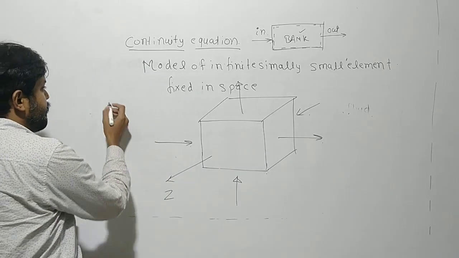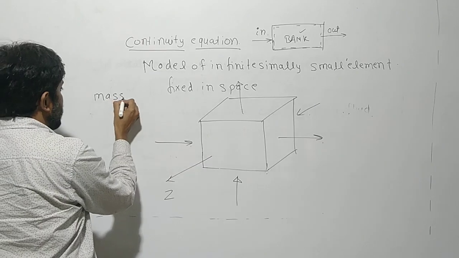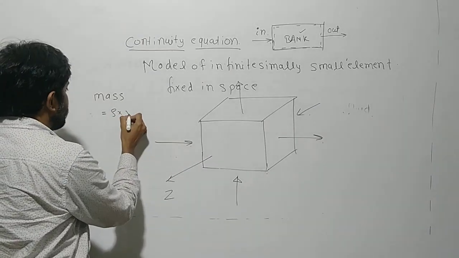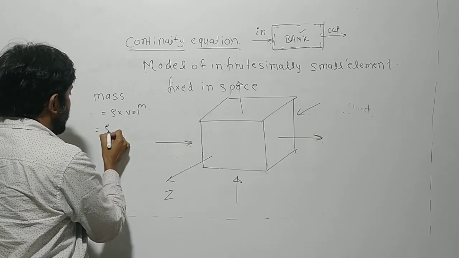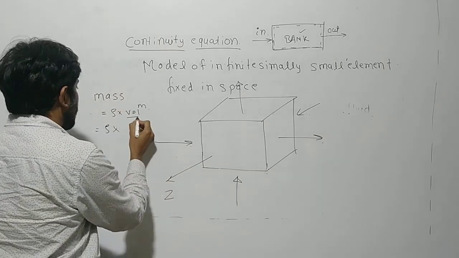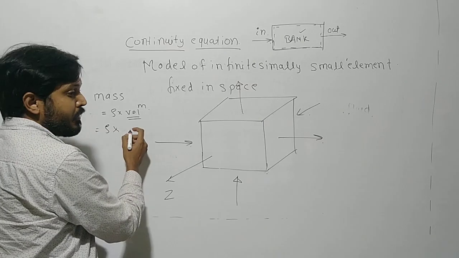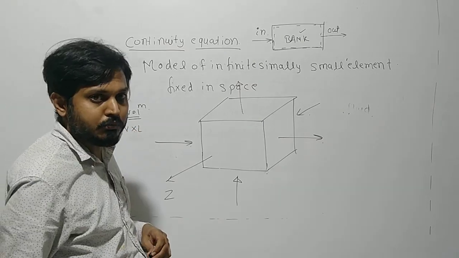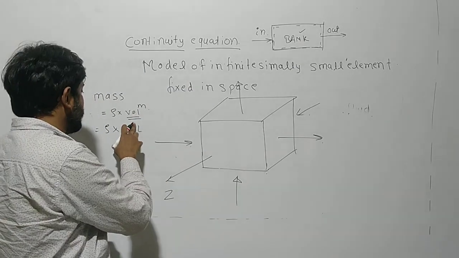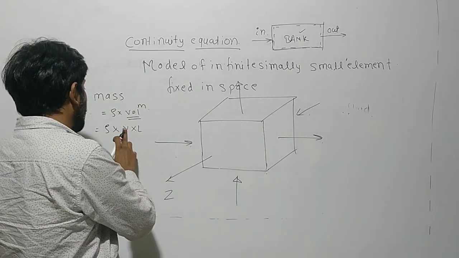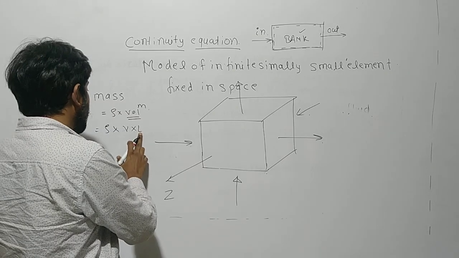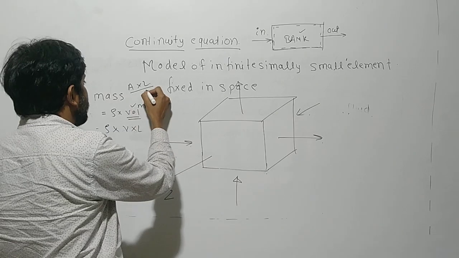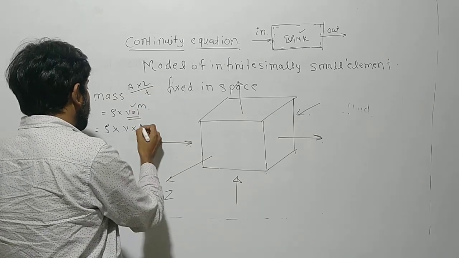For the inlet, if we have to write the mass flow, what is mass? Mass upon volume is equal to density, so density into volume is nothing but mass. And if we solve for volume, volume is equal to velocity into length. How does it become velocity into length? Volume is equal to area into length.